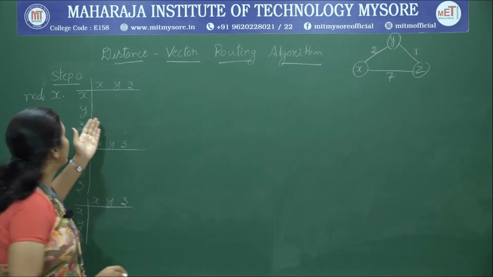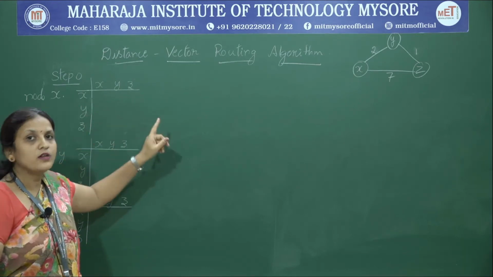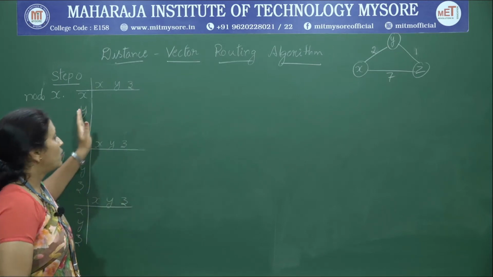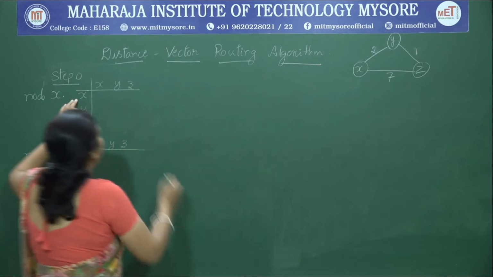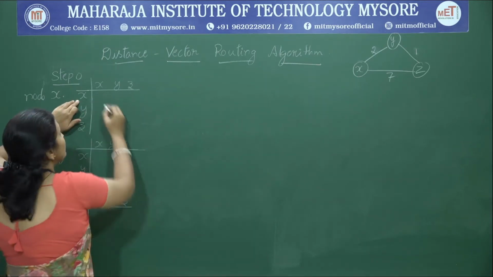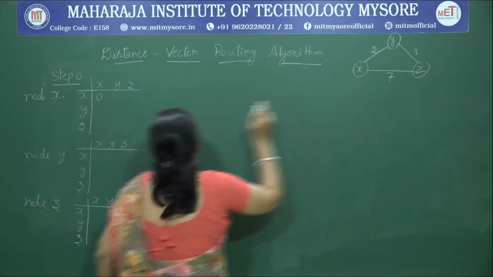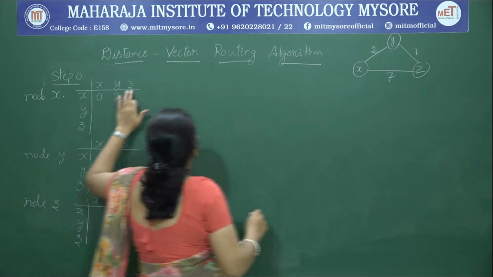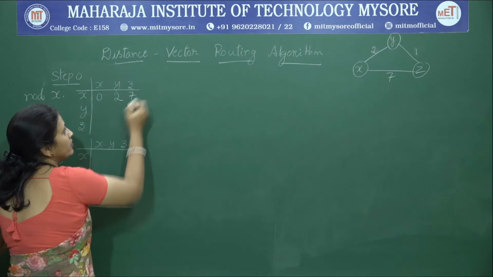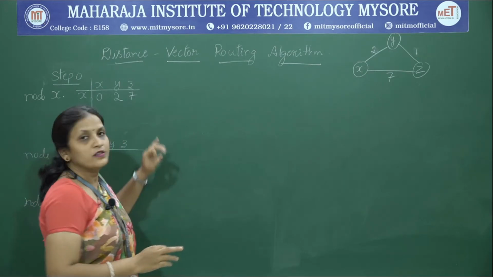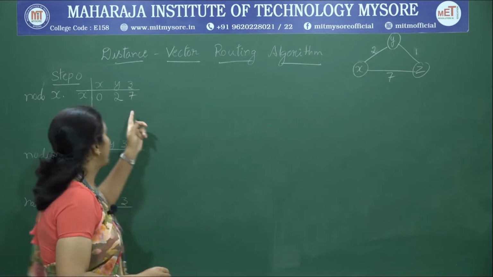So, how are we going to calculate the distance vector for these nodes? According to our initialization step, first we will look at its immediate neighbors. For x, from x to x there is no cost involved, so it is 0. From x to y it is 2, right. From x to z it is 7, right. So, first we are going to write the weight of that particular edge for its immediate neighbors.